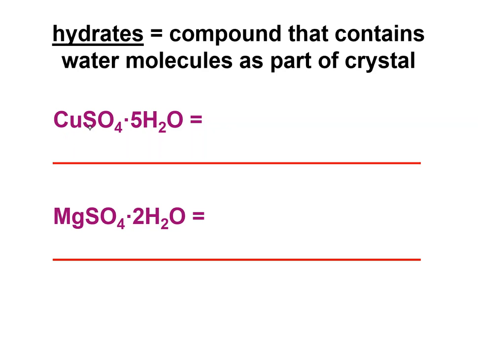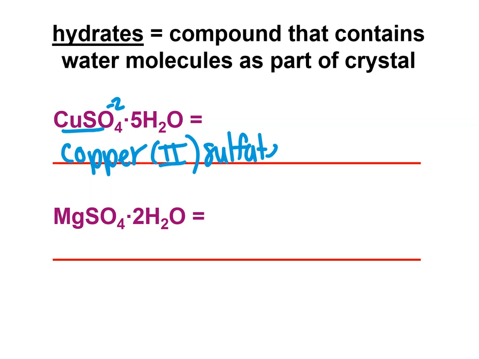How you name them is that you name the front part just like usual. And copper, we know, can either be +1 or +2. And sulfate has a -2 charge, so this must be copper 2. And then for the, let's do the sulfate. And then for the water, you use a prefix that says how many. And then for water, you put hydrate.